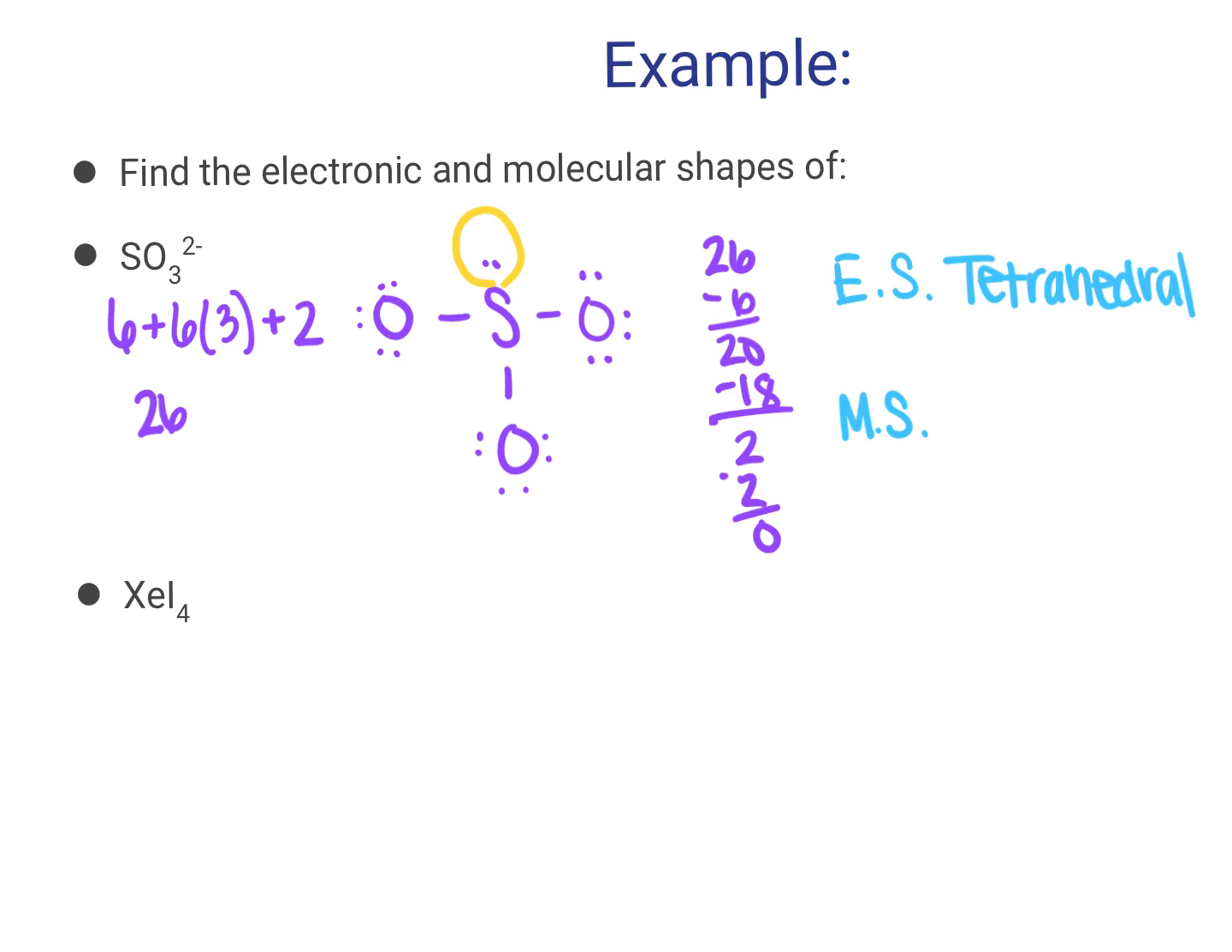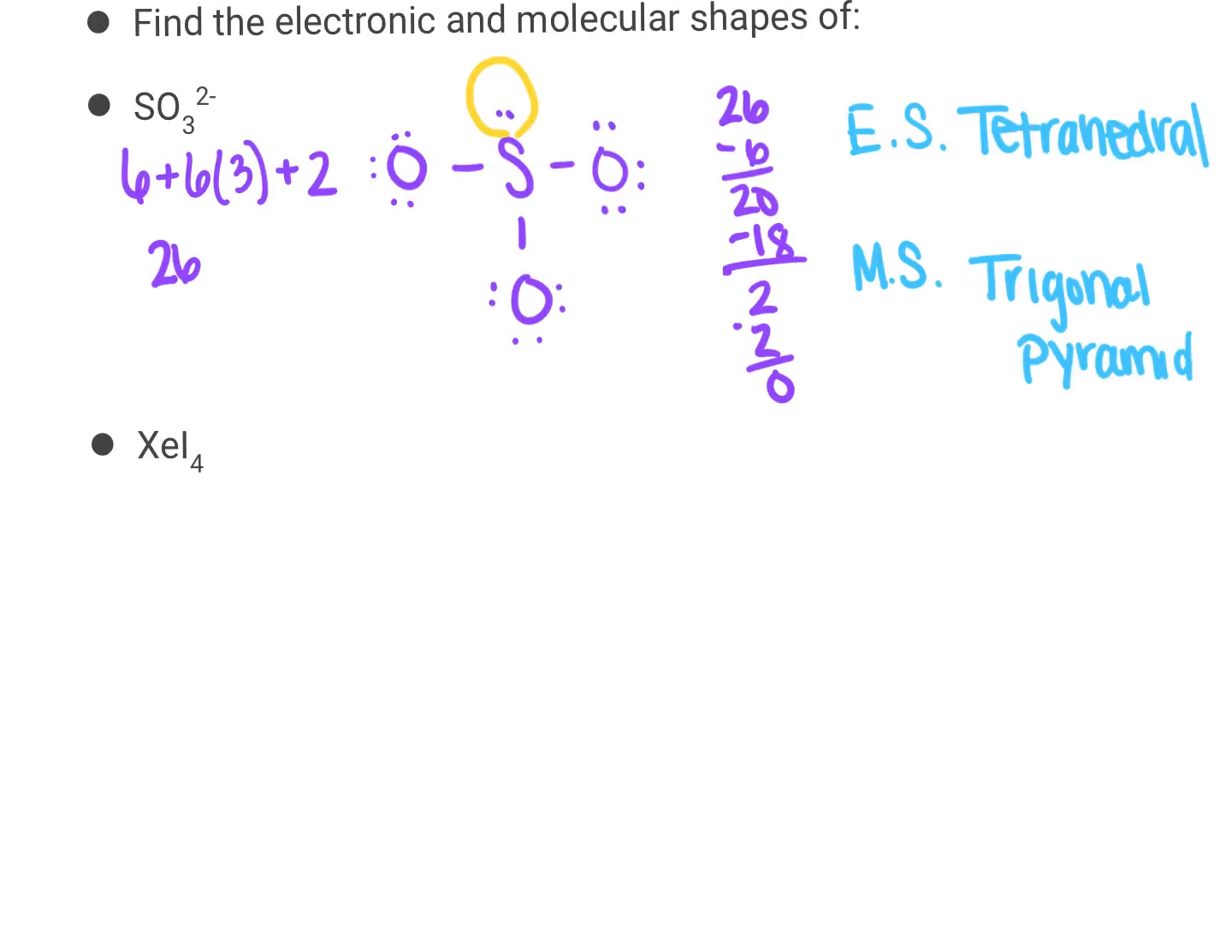And then what's the molecular shape? Triangular pyramid. Good. Okay, so the molecular shape is trigonal pyramid. Let's do the same thing for xenon tetraiodide. Okay. So what's the first thing you need to do? Okay, draw the Lewis structure. So what do you need to know to be able to draw that Lewis structure?